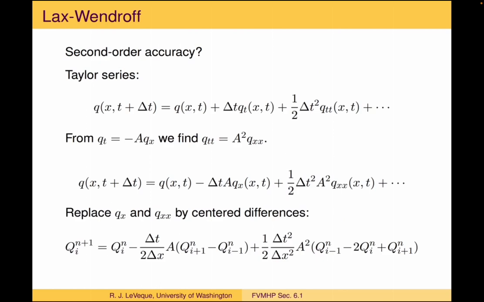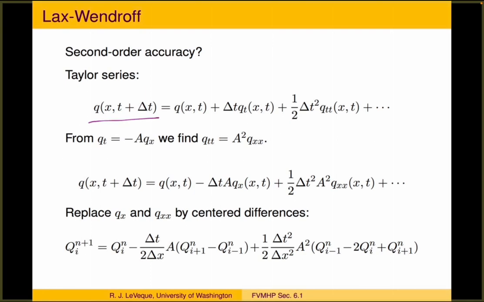But if we want to make things look even better, we might want to use a second order accurate method rather than only a first order accurate method. And so one standard second order method for linear hyperbolic equations is the Lax-Wendroff method. And it's based on this Taylor series expansion for q at time t plus delta t: q at time t plus delta t times the time derivative.